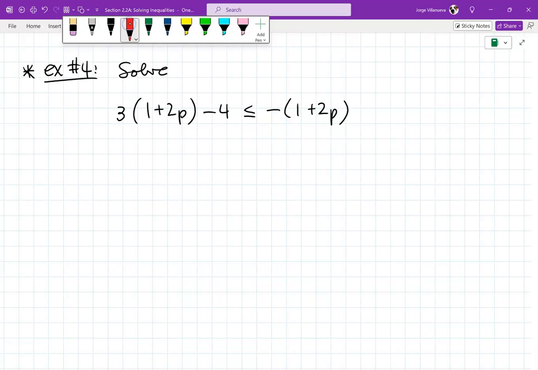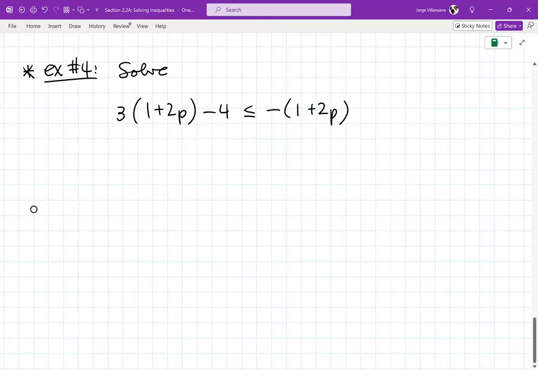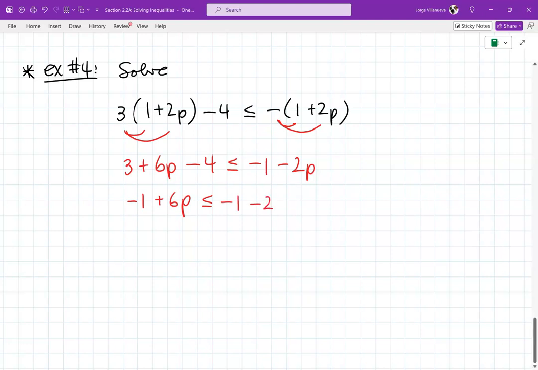Okay, so here we go. We're just going to solve it. No reason to graph it. If you want to graph it, go ahead and try that. No big deal. But we're going to distribute right here, and also we're going to distribute here. I know that weirded some people out in some of my classes when they have a negative in front of parentheses. Like, what am I supposed to do? You just distribute it in. So this is going to be 3 plus 6p minus 4 less than or equal to negative 1 minus 2p. I'm doing this kind of quickly. So 3 minus 4, that's negative 1 plus 6p less than or equal to negative 1 minus 2p.